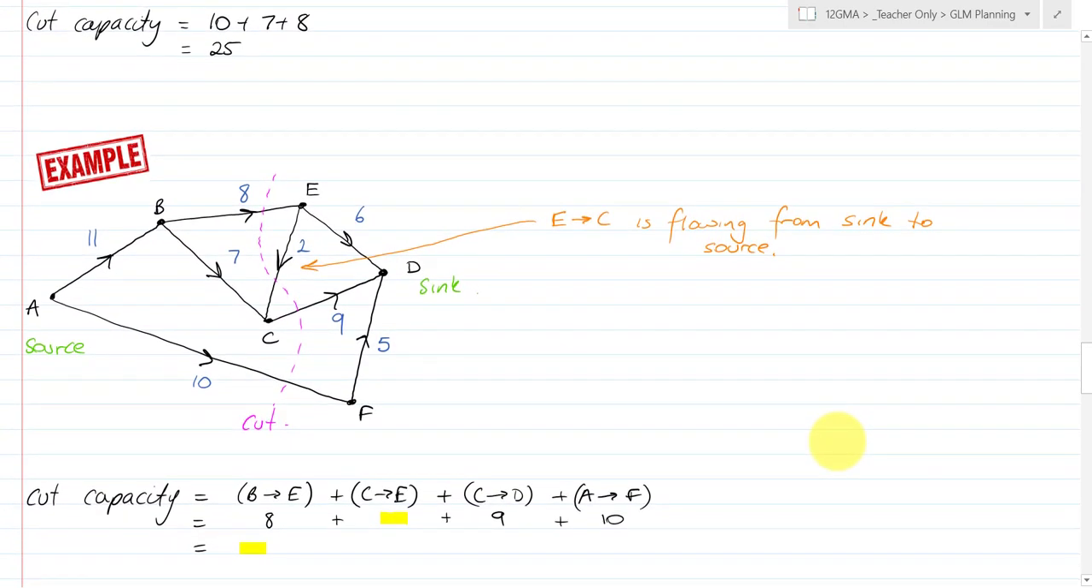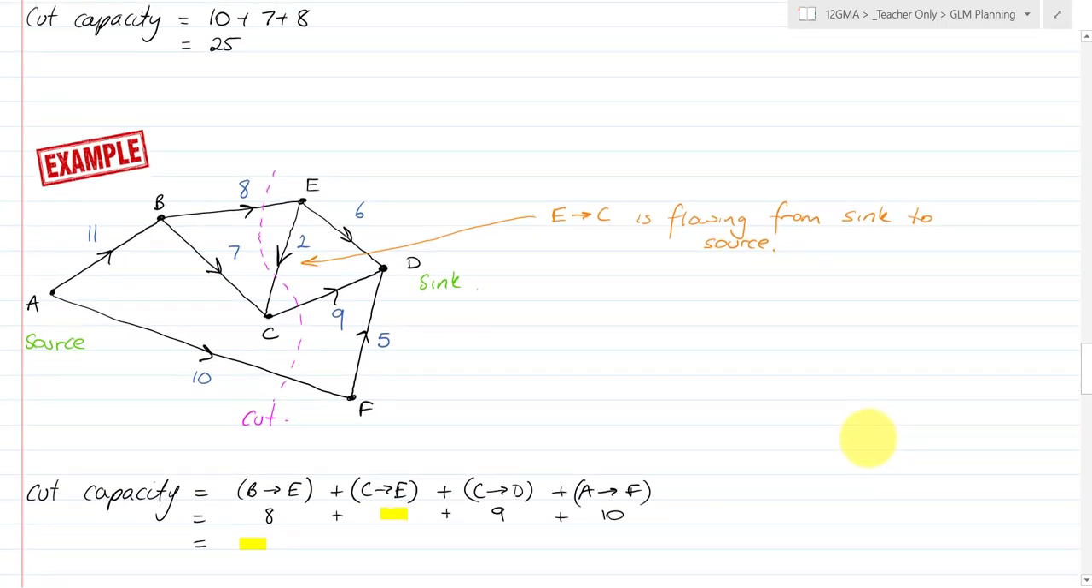Here's an example. The source and sink, same diagram. The cut capacity of this diagram is, and it creates an important situation, this 8, which is my B to E, and then it's this 7, which is my C to D. No, not 7. That is wrong, my apologies. 9, which is my C to D because it goes through that line. And then I've also got this 10, which is my A to F. But I've also got this C to E.